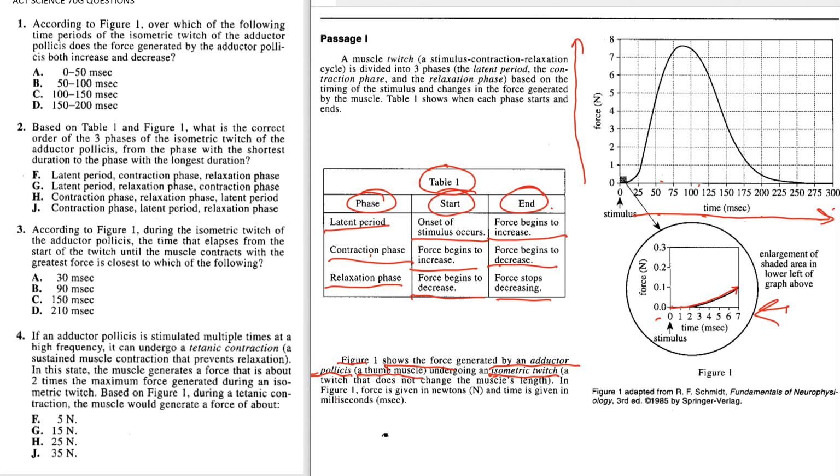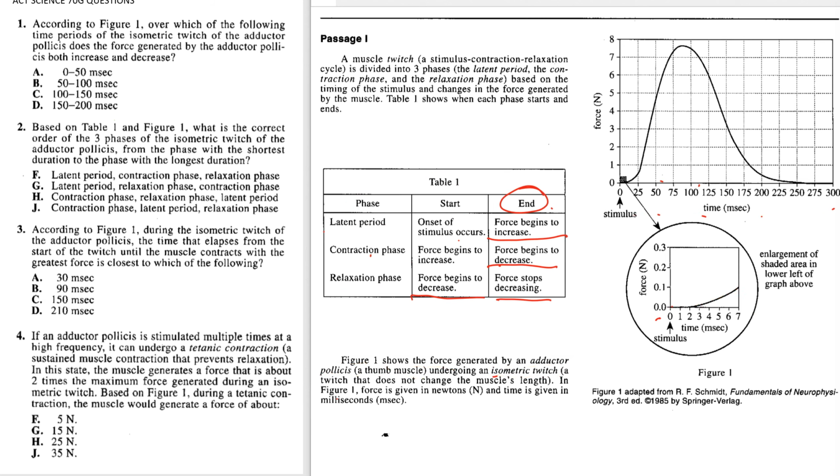So I will go straight into the questions, and as always, if a question requires me to read something, then I'll do that reading at that time. So, question 1. According to figure 1, over which of the following time periods of the isometric twitch of the adductor pollicis does the force generated by the adductor pollicis both increase and decrease? Alright, so the thumb muscle.